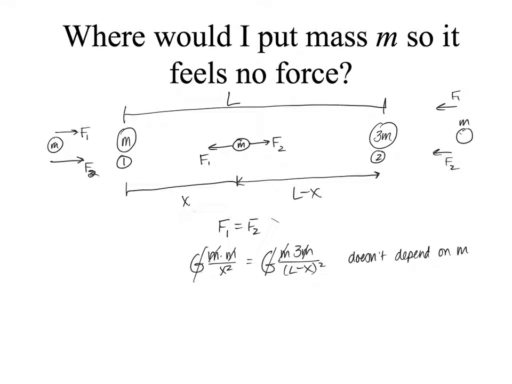Then to find it, I would cross multiply. I'd have L minus x quantity squared is equal to 3x squared. I could use the quadratic formula to figure out what x is. And what I should find is that x is going to place this mass closer to the smaller mass and further away from the larger mass in order for those forces to cancel.